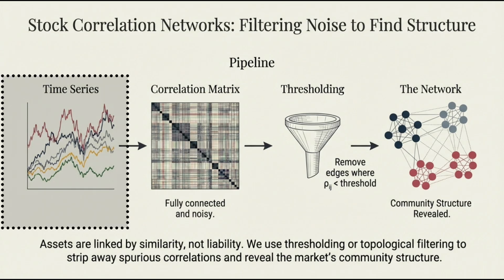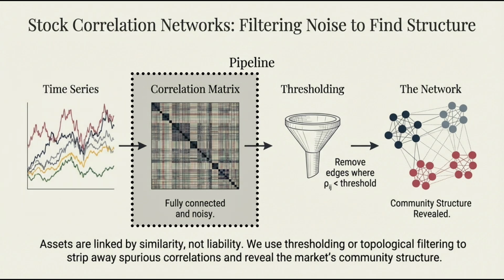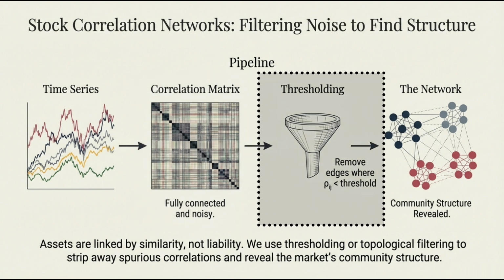This slide explains the pipeline for building stock correlation networks. On the far left, we begin with time series, meaning historical price data for many assets. From those time series, we construct a correlation matrix, which is a table showing how strongly each asset moves with every other asset. This raw matrix is fully connected and noisy. Almost everything has some correlation with everything else, so it is hard to see meaningful structure. That is why the next step is thresholding or filtering. We remove weak or spurious links, keeping only the more informative relationships.